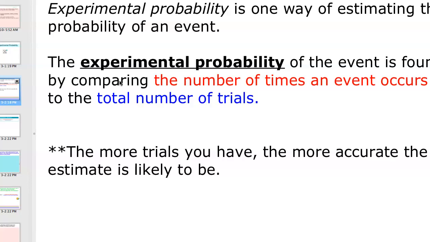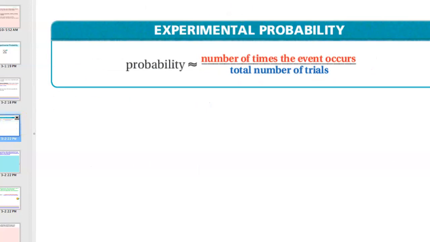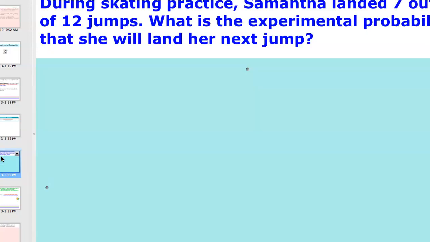So you're actually experimenting, and then you're going to predict a certain event based on the probability of your experiment. The more trials that you have, the more accurate your answer is. So experimental probability is the number of times an event occurs divided by the total number of trials. So we're going to do some practice.